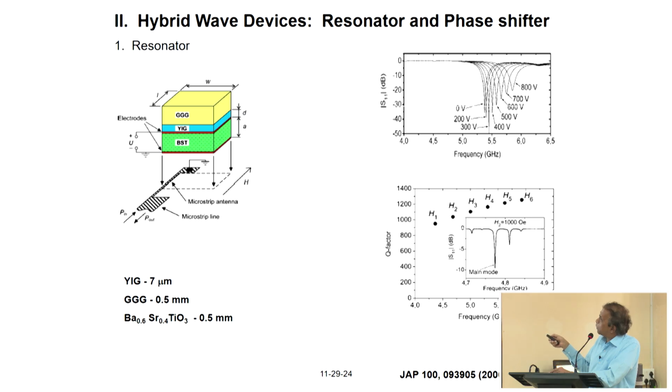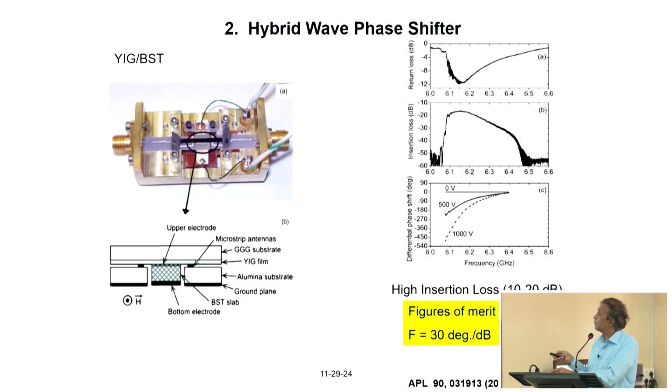The tuning that's shown here is close to 400 megahertz. Okay, so this is a hybrid wave device, but the only problem here is they are much higher in terms of losses compared to FMR based devices. So it's a phase shifter based on hybrid waves.